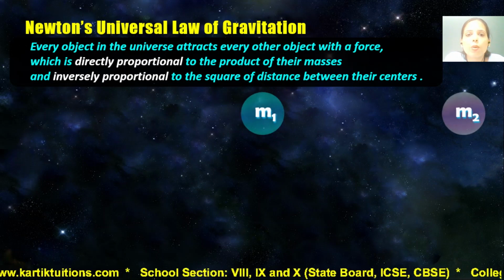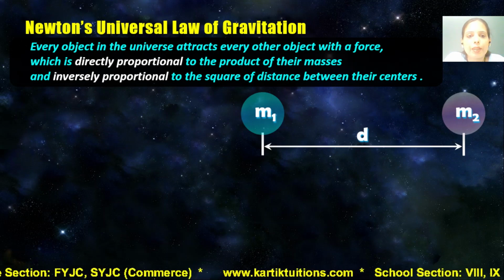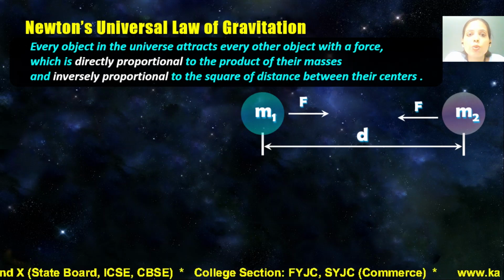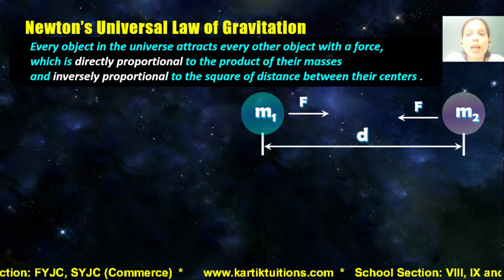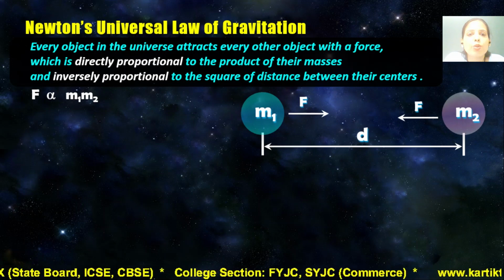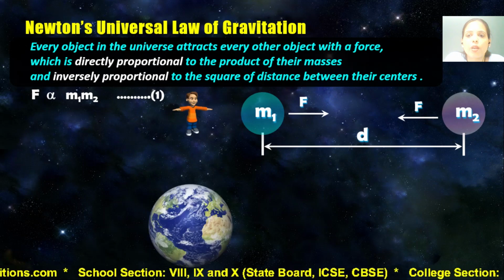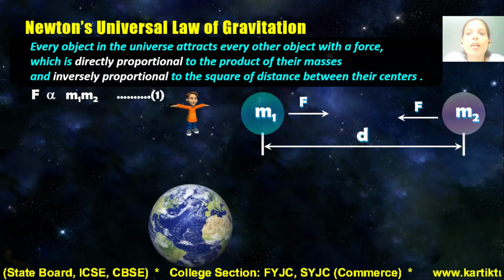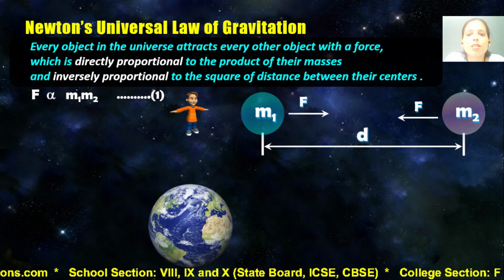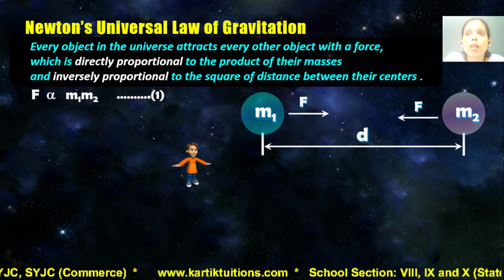So here I consider two objects with masses m1 and m2 separated by distance d from the center. Now there is a gravitational force acting between these two objects. As per this statement, F will be directly proportional to m1 into m2, because it states the product of the masses. And F is inversely proportional to the distance between their centers, because as the distance increases, the force will decrease, and as the distance decreases, the force will increase.